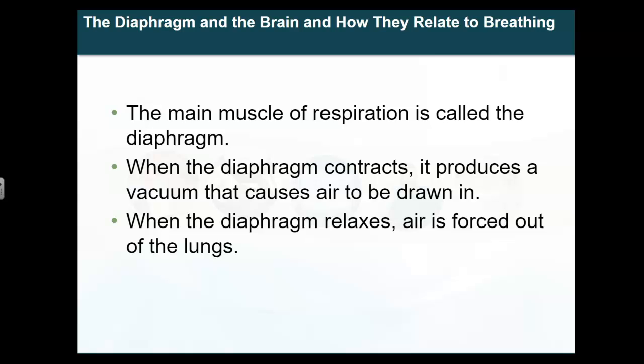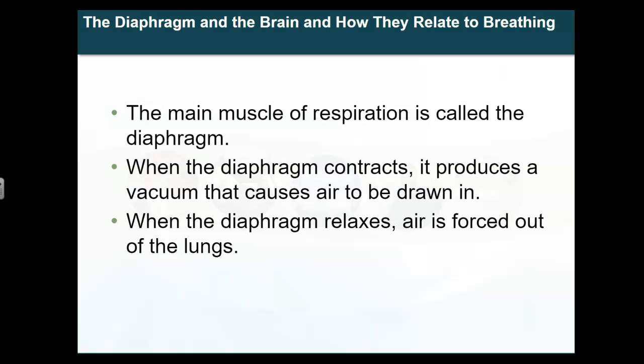So the diaphragm, the brain, and how it all relates to breathing. So let's talk about this. The main muscle of respiration is called the diaphragm. The action of the diaphragm and the muscles of the rib cage we talked about previously, when we discussed the muscular system and different types of muscle tissue in chapter 14. But the diaphragm is principal to the breathing process. It's the breathing muscle, so to speak.